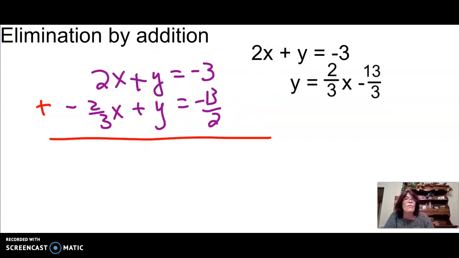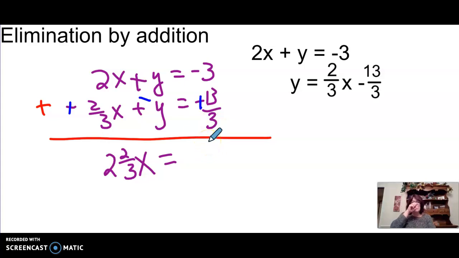Well, I can't just make this a -y, but I can multiply both sides of the equation by -1, making this a positive 2/3, a -1y, a positive 13/3. I don't know why I wrote 13/2. Okay, now let's add those together. 2 plus 2/3 is 2 2/3 x. These cancel, that's why I multiplied by -1, equals -9/3 plus 13/3 is 4/3.